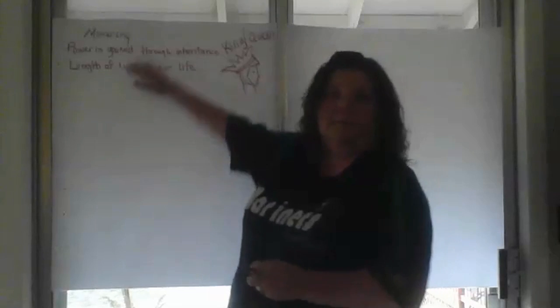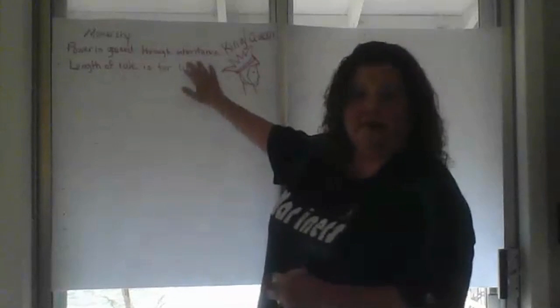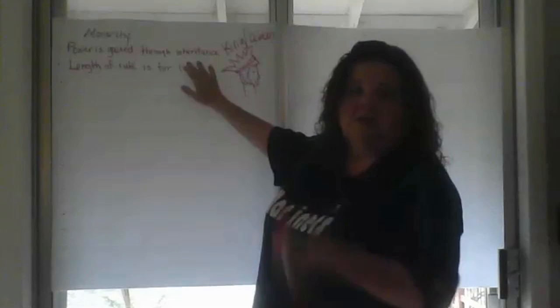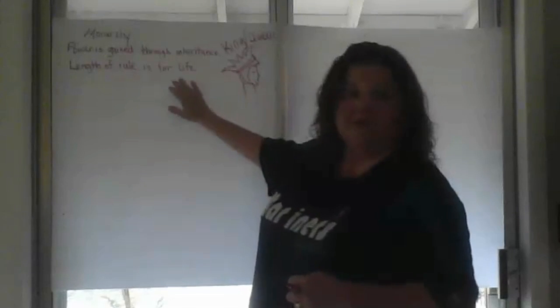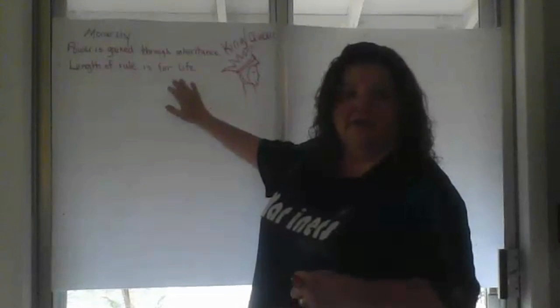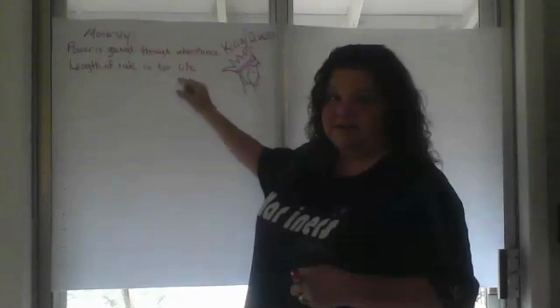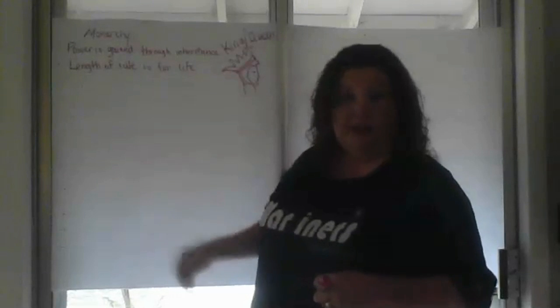All right, let's keep going. Monarchy, say it with me. Monarchy. Powers were gained through inheritance, meaning you were born into it. The king was succeeded by his oldest son, and then so on and so on. The length of rule was for life. You didn't ever get out of being the monarch, which meant that if you were a bad monarch, you might have to need someone to taste your food to make sure no one's poisoning it, or watch your back.